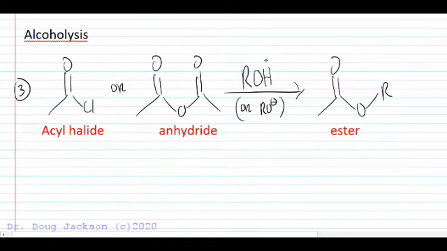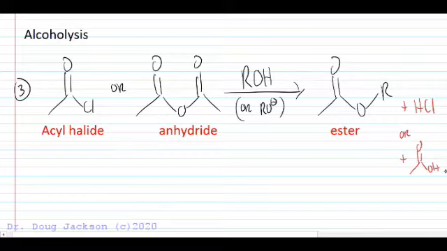Another way we can form an ester is alcoholysis of our very active functional groups. So we can take a weak nucleophile and add it directly. If we do that, we are going to get a byproduct of our conjugate acid, either HCl, or if we use the acid anhydride, we'll get an equivalent of carboxylic acid as a byproduct at the end there.